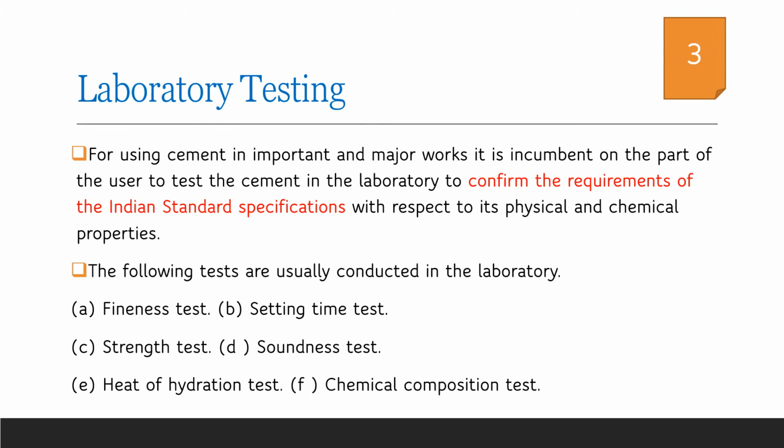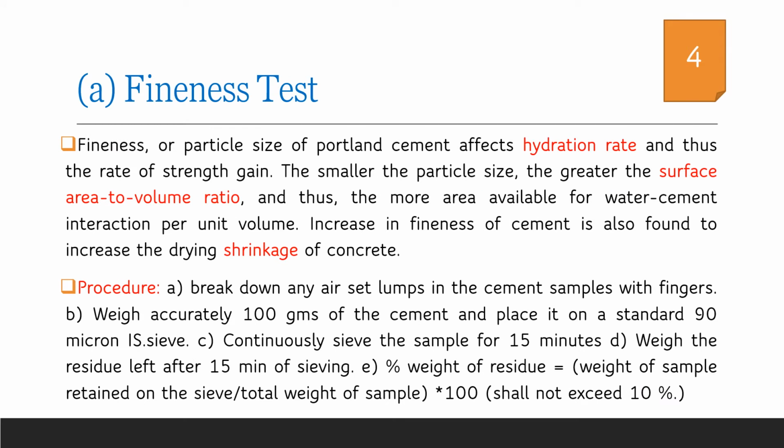Laboratory tests can be conducted as per IS specifications to ensure the physical and chemical properties of cement. The following tests are usually conducted in the laboratories: fineness test, setting time test, strength test, soundness test, heat of hydration test, and chemical composition test. Let us discuss the fineness test.